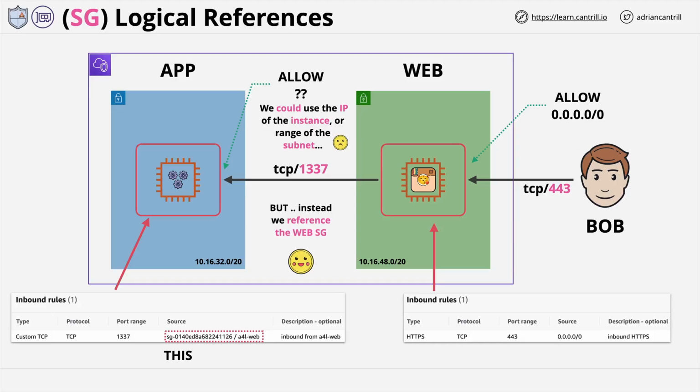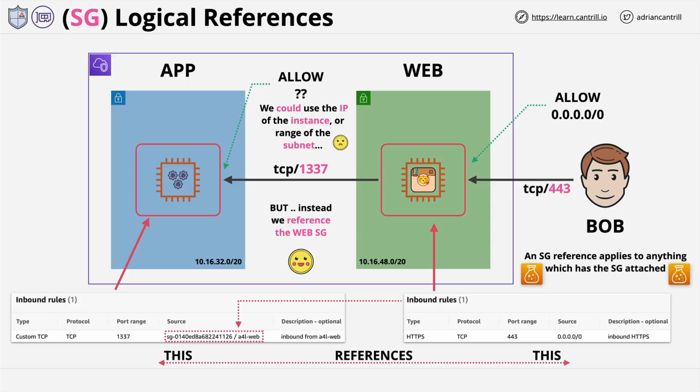So in this example, any instances which have the A4L-web security group attached to them can connect to any instances which have the A4L-app security group attached to them using TCP port 1337. So in essence, this references this. So this logical reference within the application security group references the web security group and anything which has the web security group attached to it.